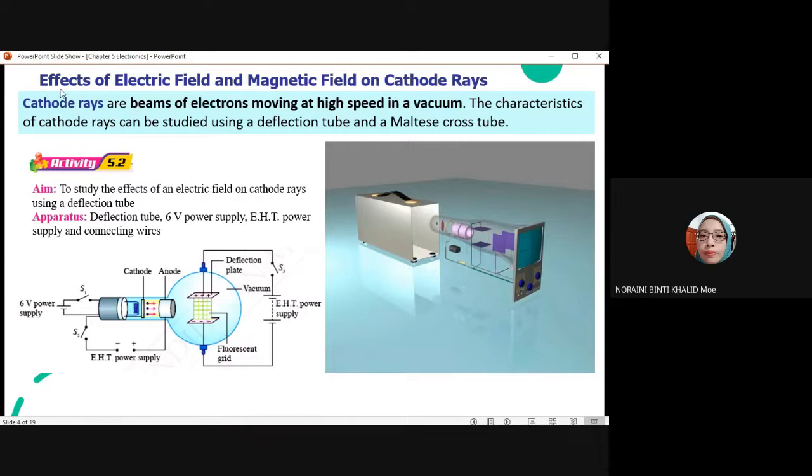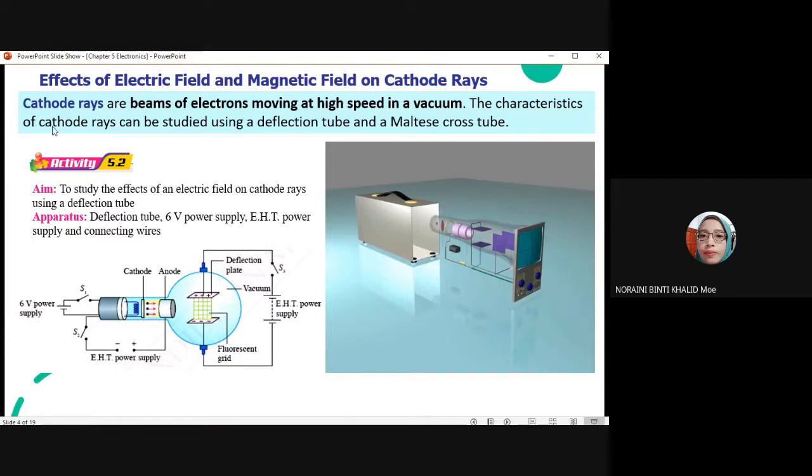Okay, next we want to discuss the properties of cathode rays. Just now we have shown the definition of cathode rays. Cathode rays are beams of electrons moving at high speed in a vacuum. So in this part, we want to discuss whether cathode rays will be affected by an electric field or magnetic field or not. So in this activity, we are going to use a deflection tube and a multi-cross tube.